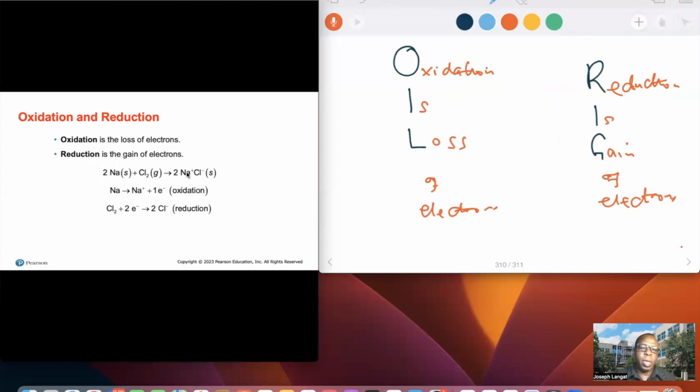And if you look here, one electron has been transferred from sodium to chlorine, and of course you need to balance the equation, which means for every 2 sodium, 2 electrons are transferred. So sodium is losing and chlorine is gaining. Loss is oxidation, gain is reduction. And look at how the equation has been written.